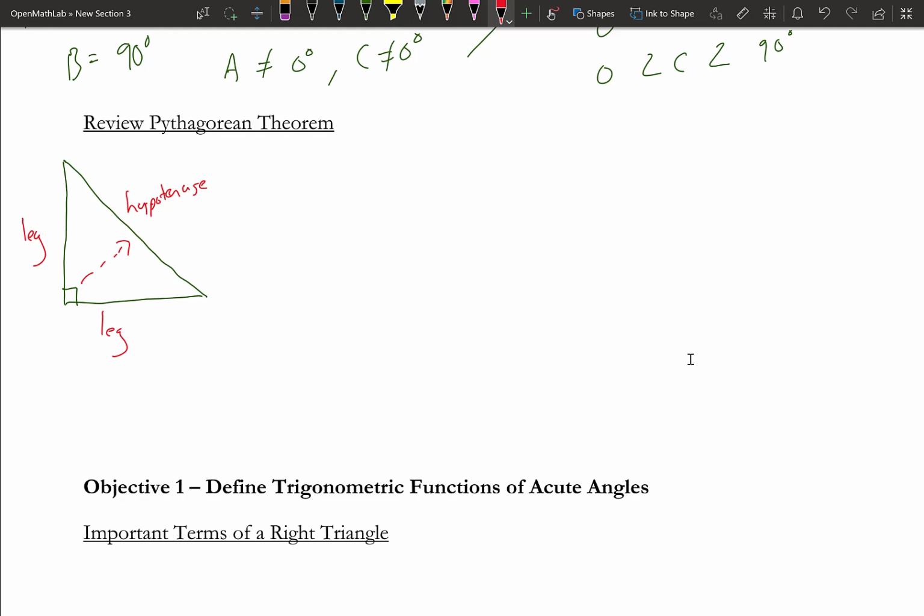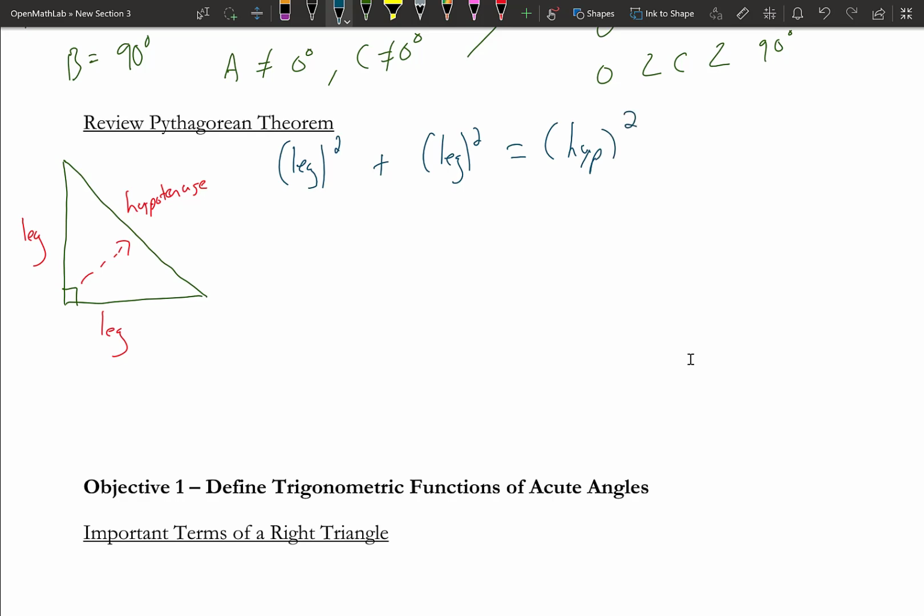What we know from the Pythagorean theorem is a relationship between the side lengths of a right triangle. If I take one leg and square it, add it to the other leg squared, that's going to equal the hypotenuse squared.